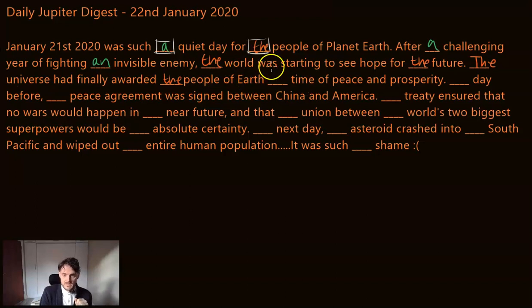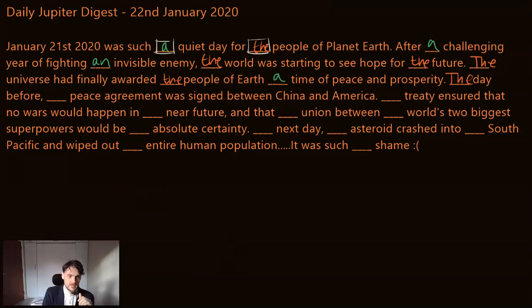a time of peace and prosperity. Well, there are many different times of peace and prosperity. Okay, a time of peace and prosperity is a countable noun. Okay, you can count different times in history. Have we mentioned this time in history yet? No. So it's the day before. Why? Well, there was only one day before. Only one day before today.